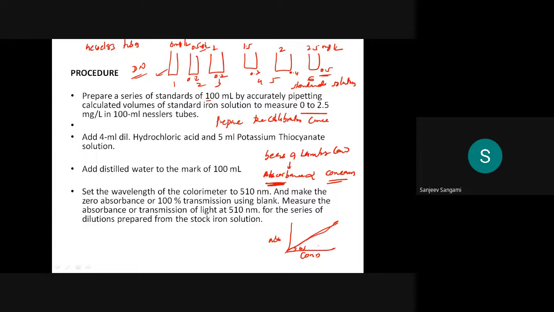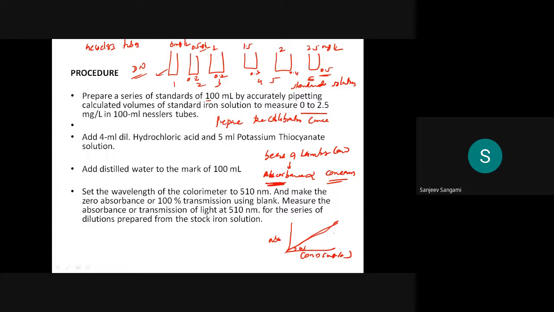Then how exactly will it be prepared? Sorry, I have to go with 0.5, 1, 1.5, 2, 2.5 milligram per liter of iron standard solutions, which we have to prepare first. Then every time I have to place the sample and measure the absorbance. Then plot the graph of concentration in milligram per liter versus absorbance. Absorbance has no unit.